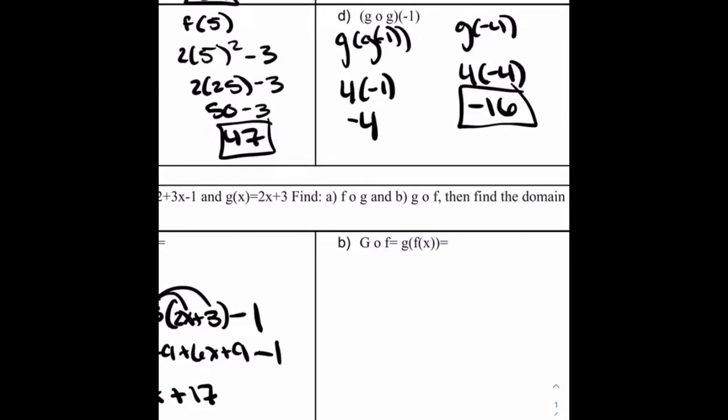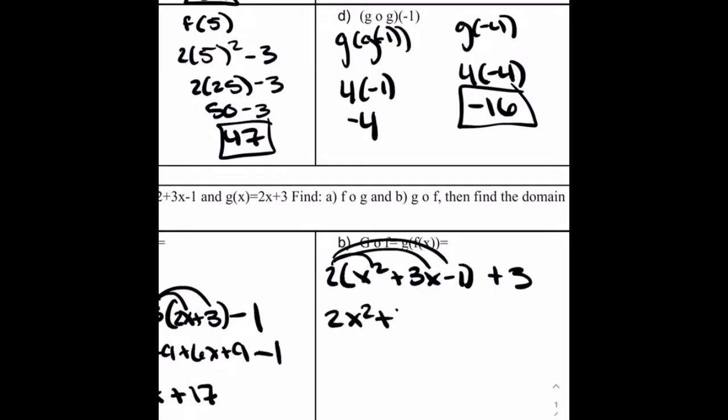Okay, now we're going to do g of f of x. So I'm going to plug in the function f into anywhere I see an x in the g function. So I have 2 times x, so I'm going to do 2 times x squared plus 3x minus 1, plus 3. So I'm going to distribute the 2 to each piece in the parentheses, and I get 2x squared plus 6x minus 2 plus 3. Combine my like terms, I get 2x squared plus 6x plus 1.